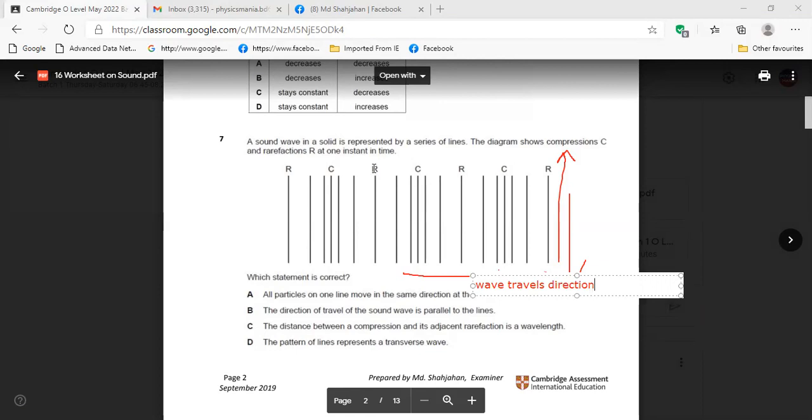And the particles vibration is forward, backward, right? Isn't it? Everyone, please respond. In a longitudinal wave, particles vibrate forward and backward, parallel with the wave direction, isn't it? If we take this into consideration, the lines are highlighting lines. They are not highlighting the particles vibration. That is making any student confused.